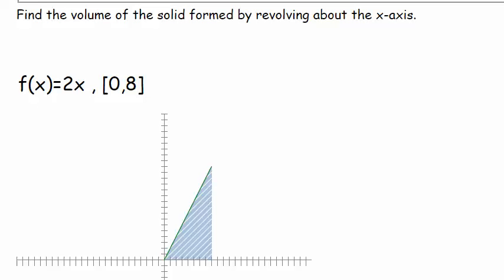It looks like a flying saucer, maybe a disc with a pointed end. I'll try to draw it out. It's a cone, really, a solid cone. Everybody write this down: f of x is equal to 2x going from 0 to 8. If you can imagine, this is a cross section, and we're going to be revolving this about the x-axis and seeing what kind of thing we get.